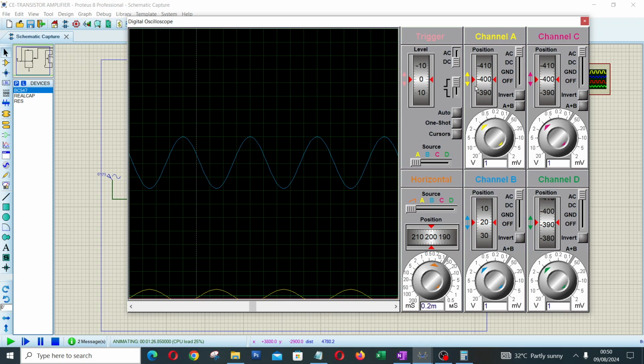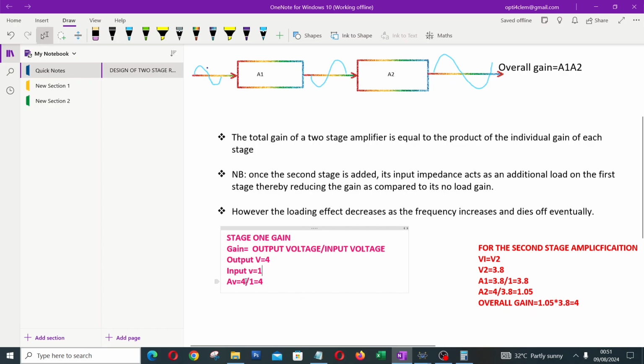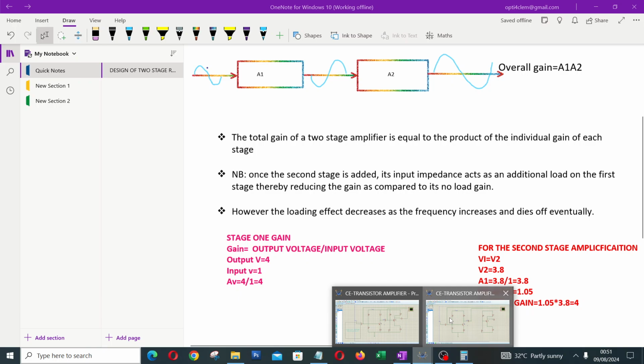Now I want to measure this. Let's try to make it fit in one box. Okay, so how many boxes is this? 1, 2, 3, 4. So this one is sitting on 4 boxes, and each box represents 1 volt. So 4 boxes multiplied by 1 volt gives us 4 volts, which means our output is 4 volts and our input is 1 volt. So the voltage gain of the first stage will be 4 divided by 1, which gives us 4. This is the voltage gain of the first stage of the amplifier.